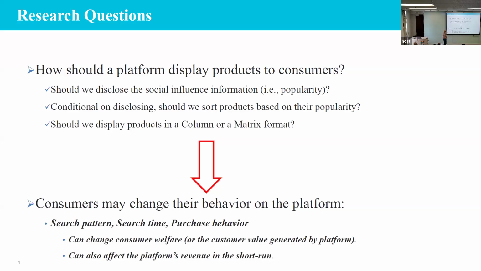And so the question that we want to ask is, how can we understand consumer search behavior better so that when we advise the platforms, we are able to tell them which particular display format is better for you? Okay? And oftentimes it depends on the objectives of the platform, whether they want to maximize the consumer's welfare or they want to maximize their own revenue. Okay?